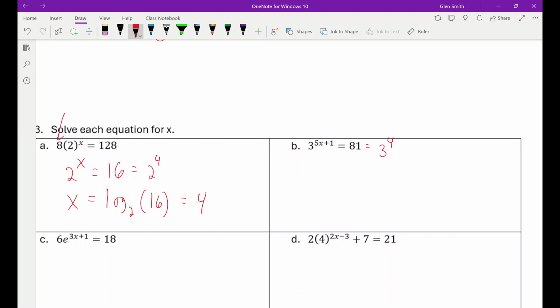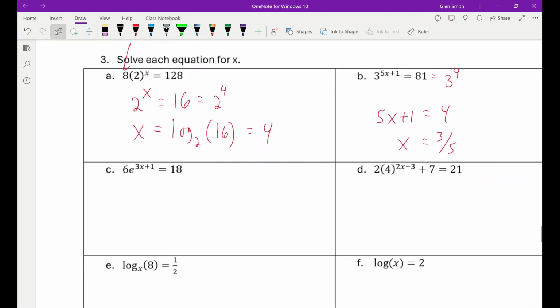Over here, 81 is the same as 3 to the 4th power. So if 3 to the 5x plus 1 equals 3 to the 4th, then 5x plus 1 had better equal 4. And you solve that, you go subtract 1 and divide by 5. You're going to get 3/5. Okay, up here, we're going to divide by 6 first. That's going to give me this 3. I've got to rewrite this exponentially, which is going to make this.